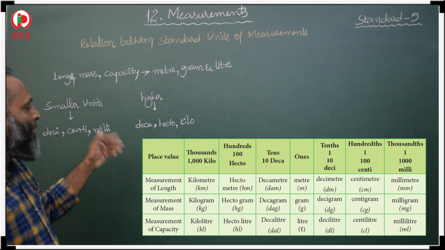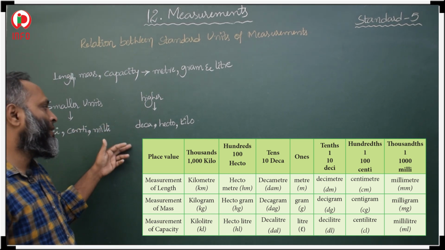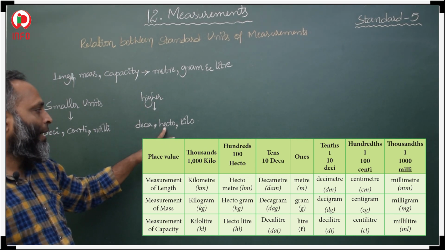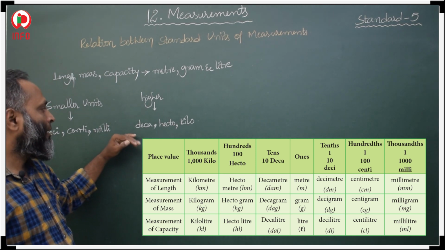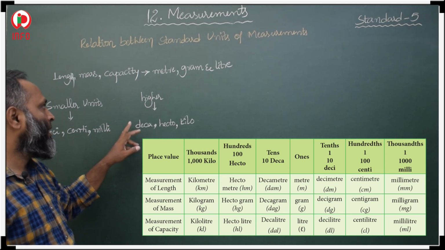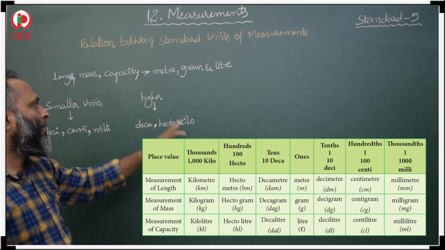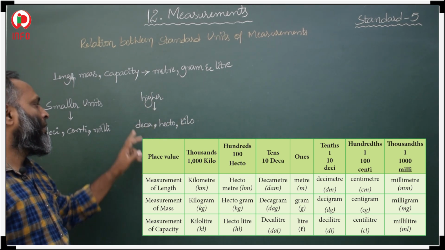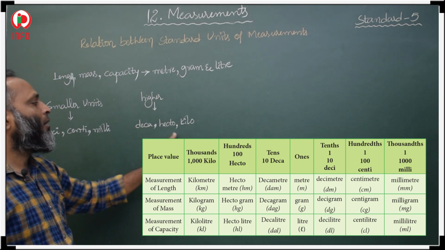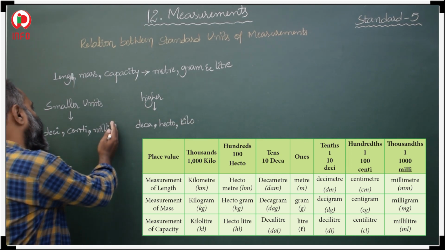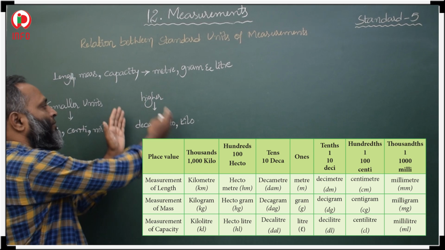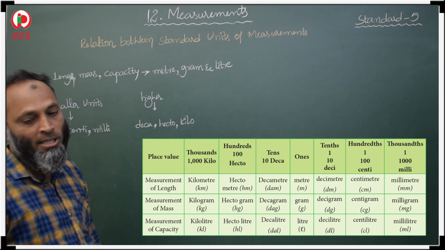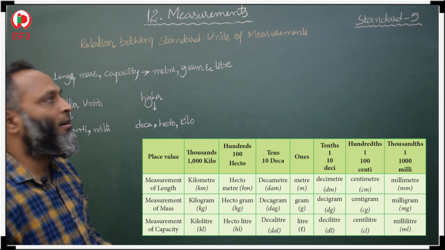Then what is the prefix of higher units? That is deca, hecto and kilo. These are the prefixes for the bigger units: decameter, hectometer, kilometer, decagram, hectogram, kilogram, decaliter, hectoliter, kiloliter. These are the prefixes for higher units. Okay.